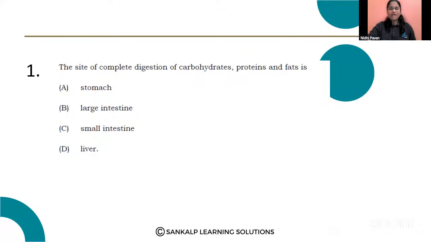The first question on life processes goes like this. The site of complete digestion of carbohydrates, proteins and fats is: option A stomach, B large intestine, C small intestine, D liver. So where does complete digestion take place? Write in the comment box. If you want, you can just write the questions and scribble them down in your book, if your handwriting speed allows.